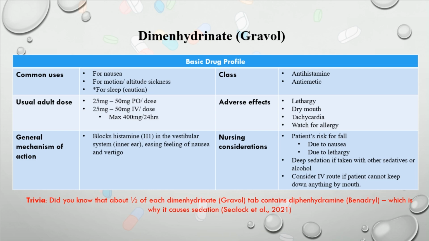Consider giving this medication by a different route other than by mouth if the patient is nauseous, and in this case IV, because if the patient is nauseous and might potentially vomit, if you give this medication by mouth, the patient is just going to regurgitate it back up and is not going to get it.